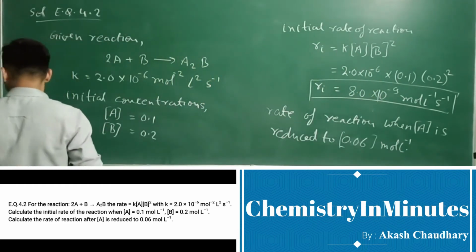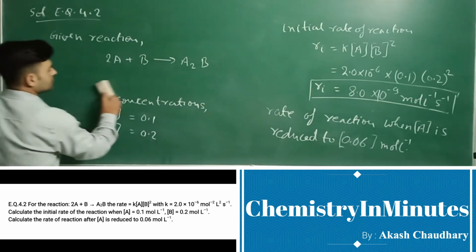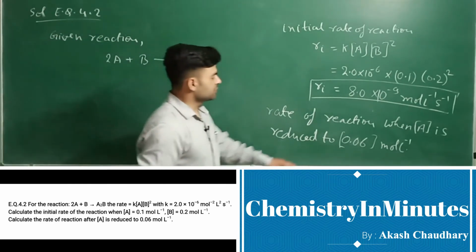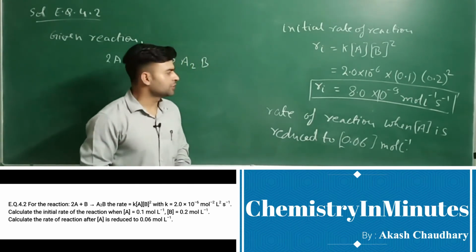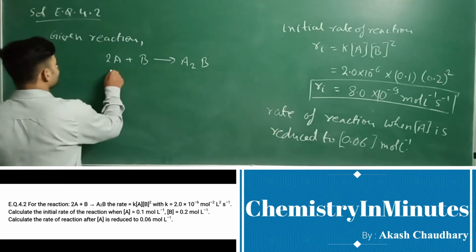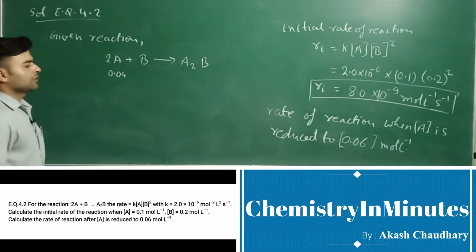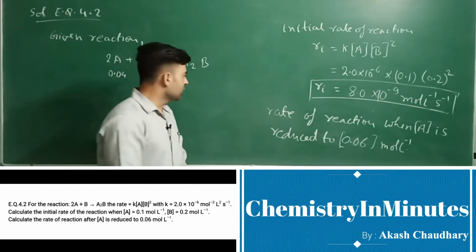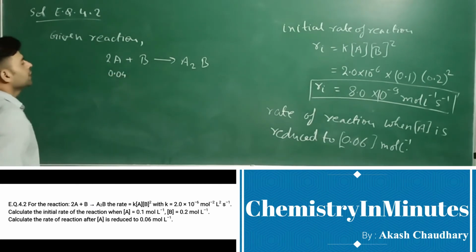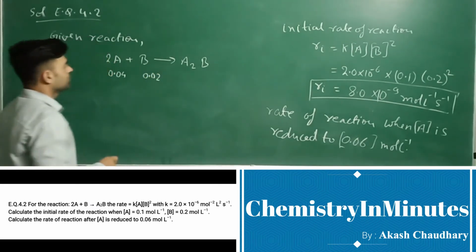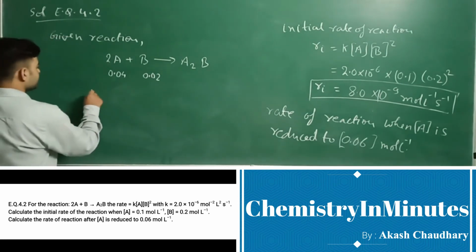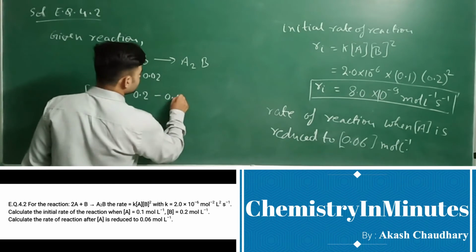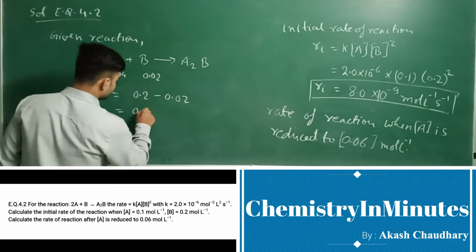So from the reaction, if 0.06 is the concentration of A and 0.1 is the initial concentration of A, that means 0.04 moles have reacted with B. From the reaction we can see 2 moles of A react with 1 mole of B. So 0.04 mole of A will react with 0.02 moles of B. From here the concentration of B will come as 0.2 minus 0.02, so this will come as 0.18.